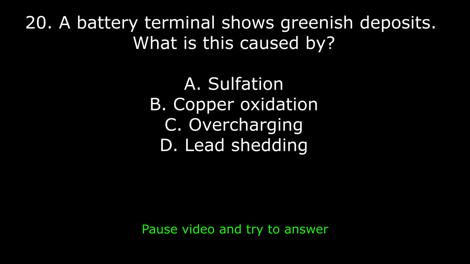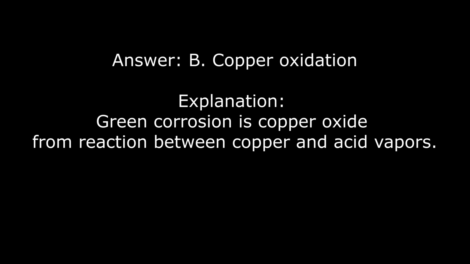20. A battery terminal shows greenish deposits. What is this caused by? A. Sulfation. B. Copper oxidation. C. Overcharging. D. Lead shedding. Answer: B. Copper oxidation. Explanation: green corrosion is copper oxide from reaction between copper and acid vapors.